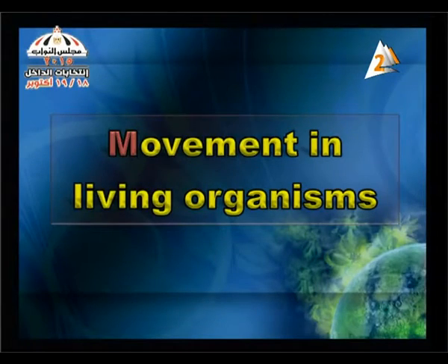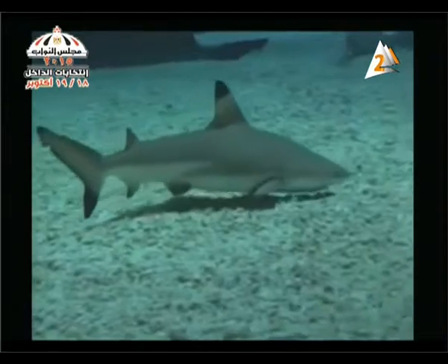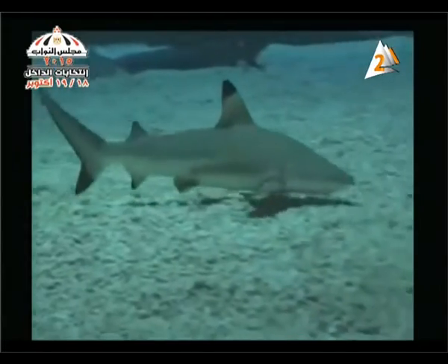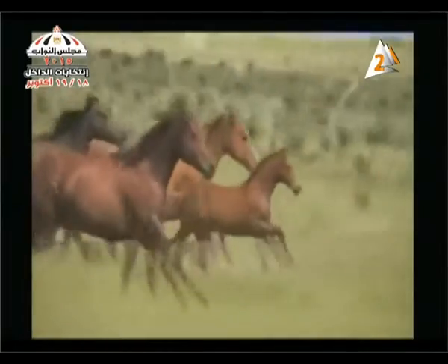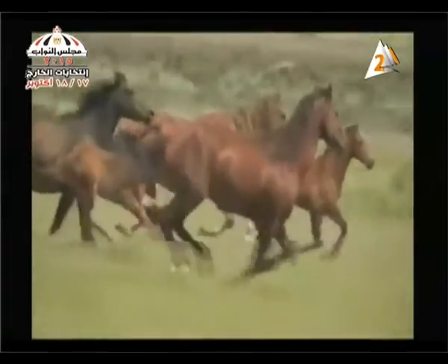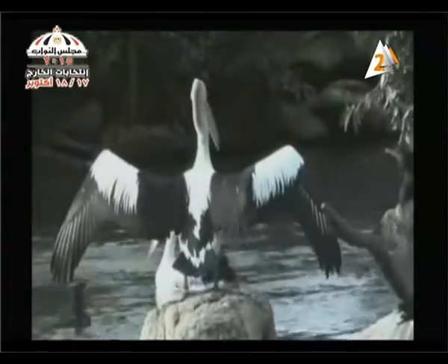Movement in living organisms. The living organism has self-movement and can respond to external stimuli.